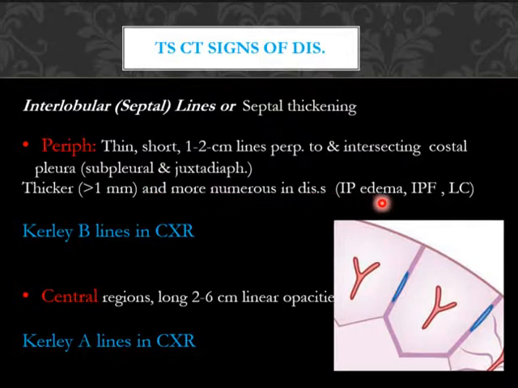They are most common in interstitial pulmonary edema, idiopathic pulmonary fibrosis, and lymphangitis carcinomatosa. The peripheral septal lines are equivalent to the Kerley B lines on chest X-ray, while central septal thickening lines are longer. They are located near the hilum, about 2 to 6 cm in length, and they are equivalent to the Kerley A lines on chest X-ray.